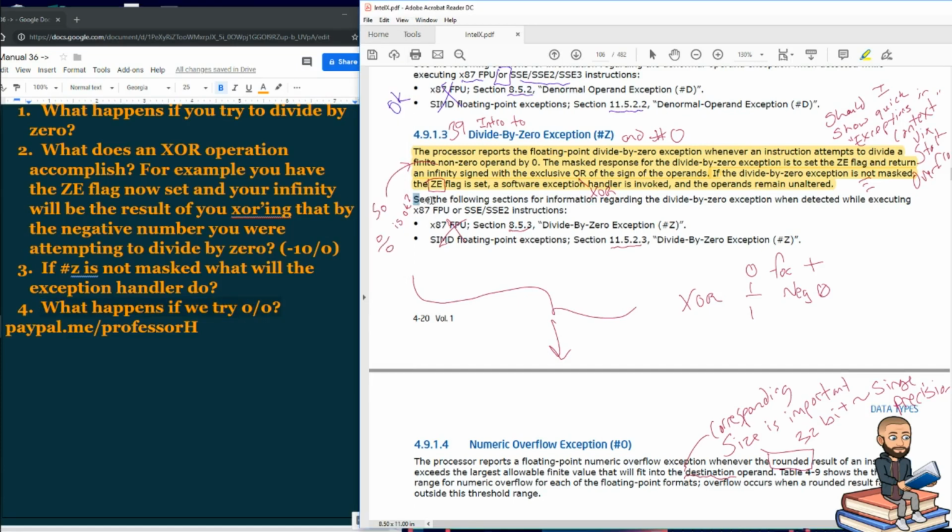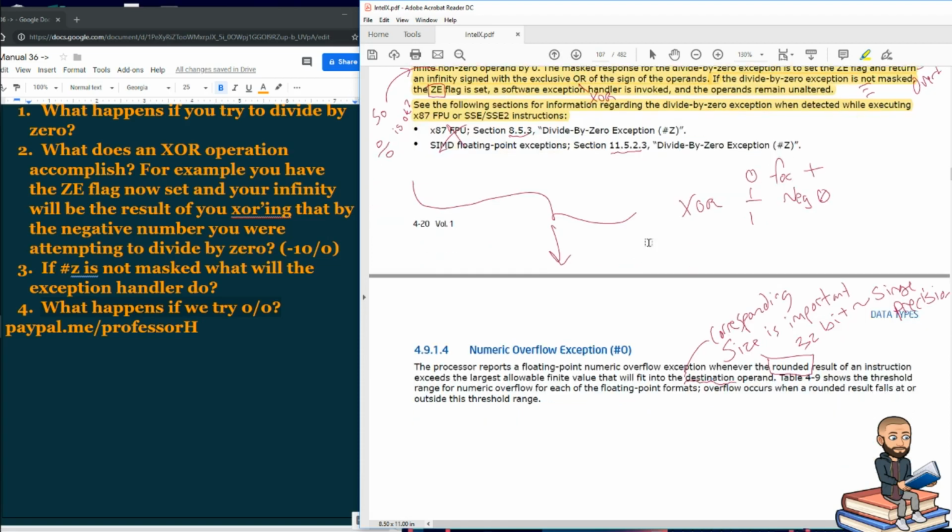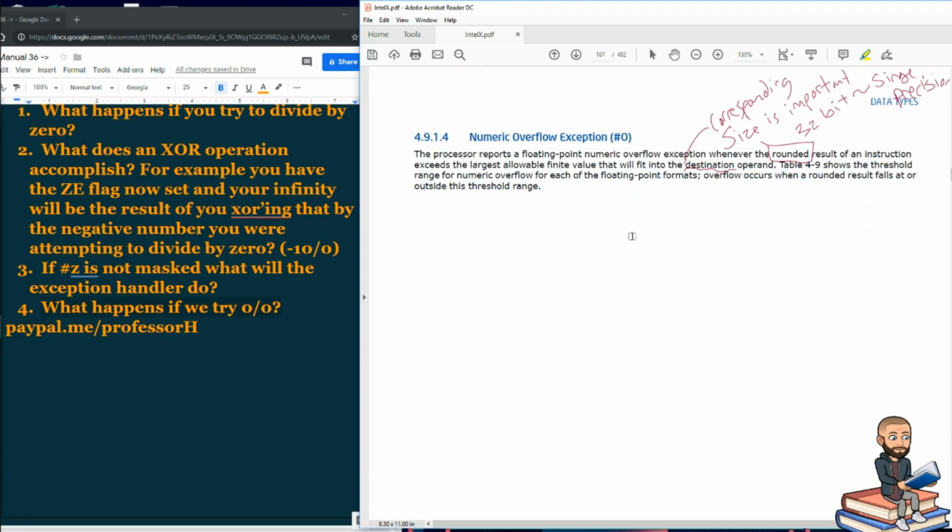The manual does give us some sections to refer to, to learn more about this divide by 0 exception, but they add this when detected while executing x87 FPU or streaming SIMD extension instructions. So I guess these are some special cases where divide by zero might act a little funky. Well, let's move to our numeric overflow exception.